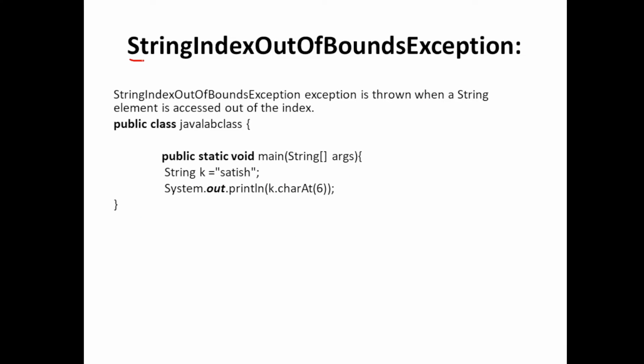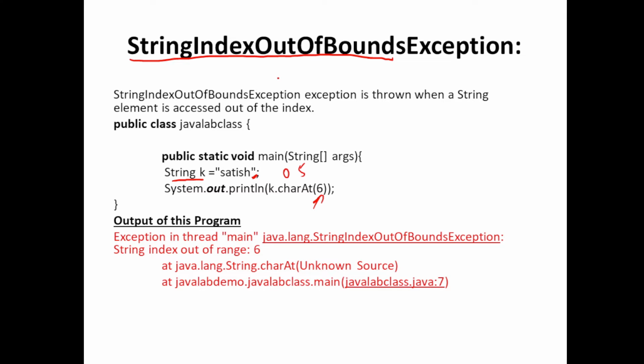There is another exception called string index out of bounds exception. What is this exception? I have declared a string. I'm trying to access a character at a location in the string. See here, character at 6 is something that is not defined in the string. This index runs from 0 to 5, and I'm trying to access 6. So you get string index out of bounds exception. After this exception happens, nothing in your code will execute. The other lines will not execute.